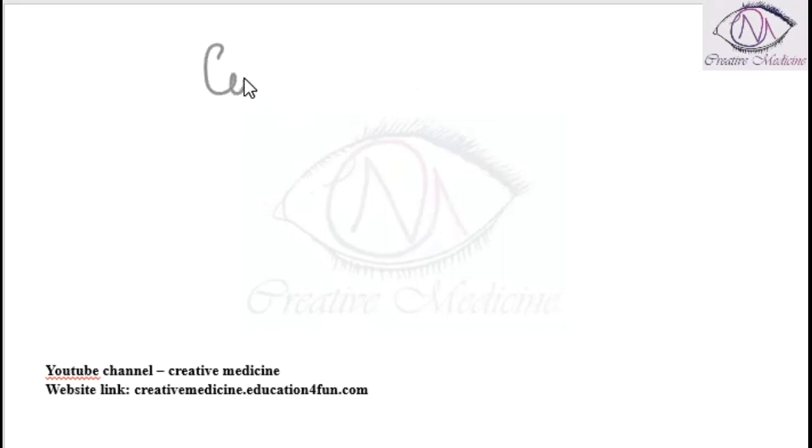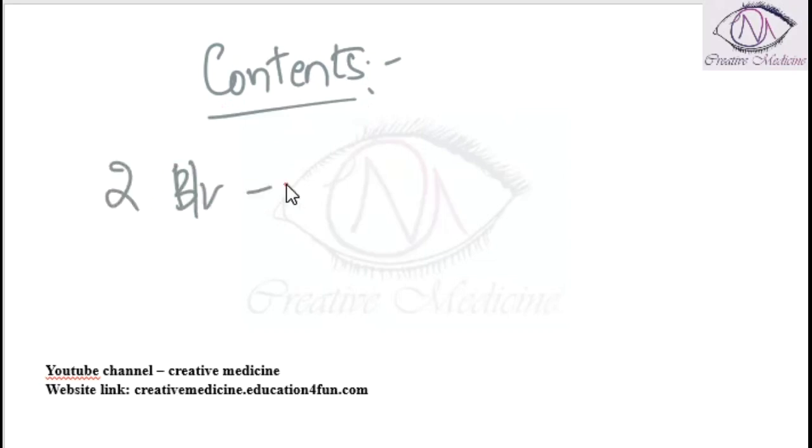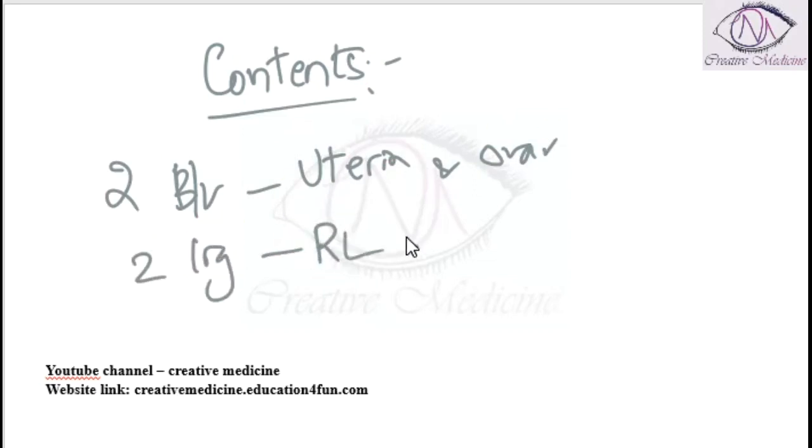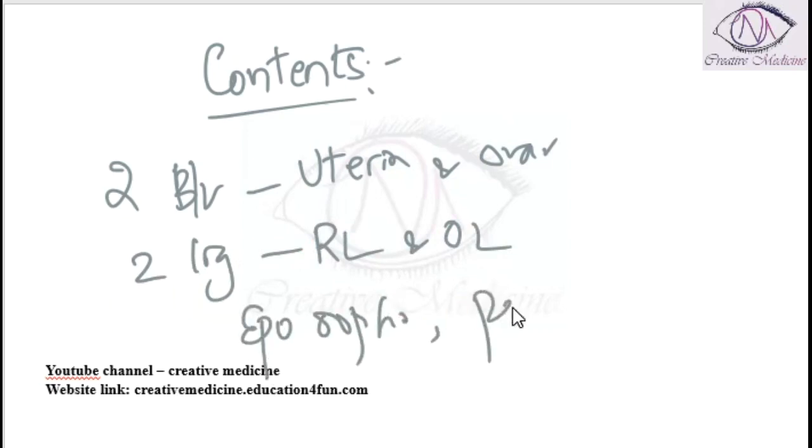Contents of broad ligament. Contents of broad ligament include blood vessels like uterine and ovarian vessels and nerves, round ligament and ovarian ligament. Vestigial structures of the broad ligament include epoophoron, paroophoron and Gartner's cyst. Gartner's duct are the vestigial structures.